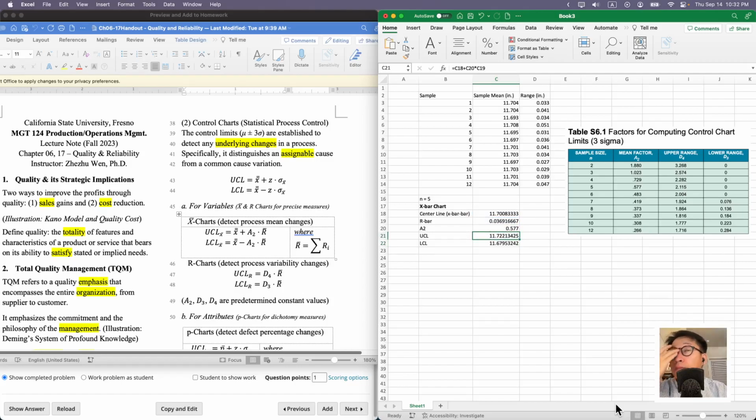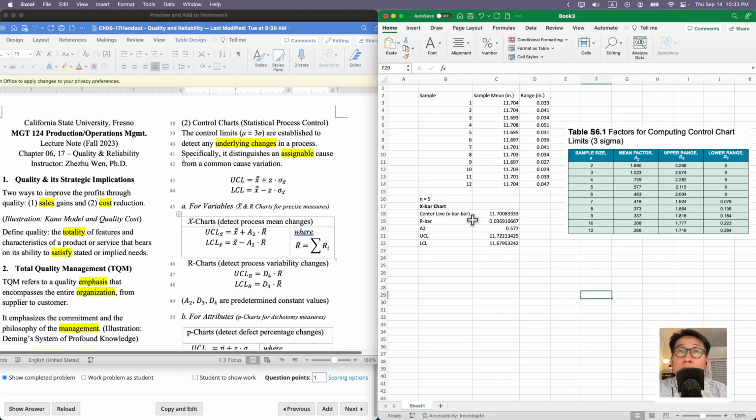This is essentially the quantity we just added or subtracted, which is A2 multiplied by R bar. This particular quantity is approximately the same as the 3 standard deviations that we talk about a lot. We can't use 3 times standard deviation, because standard deviation is not known to us. We only know range. We don't have standard deviation because our sample size is too small.